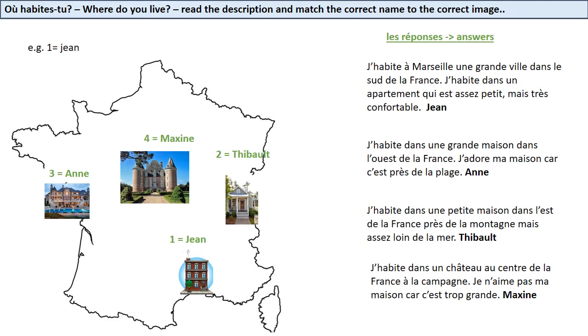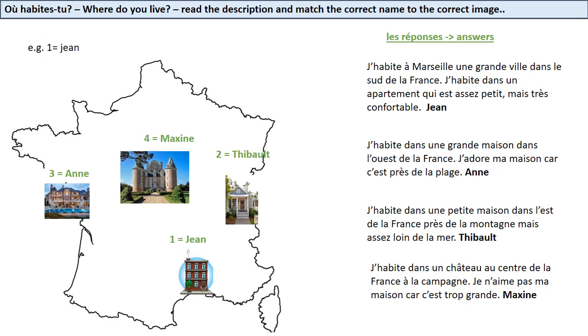Next one, number 2, is Thibaut. Thibaut says, J'habite dans une petite maison, which if we have a look at his picture, it is a small house, dans l'est de la France, près de la montagne. So he lives in a small house in the east of France, which he is, near the mountains. Points for anybody that can tell me which mountains he's near.